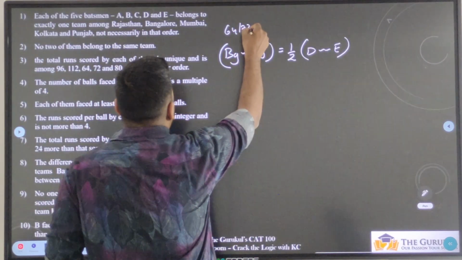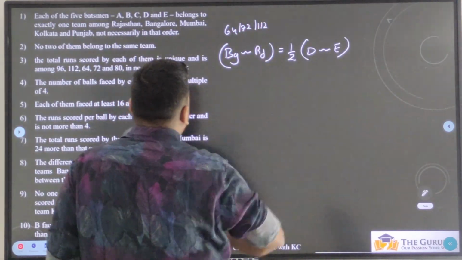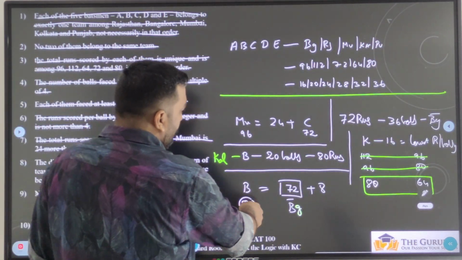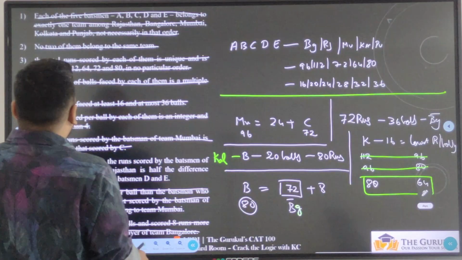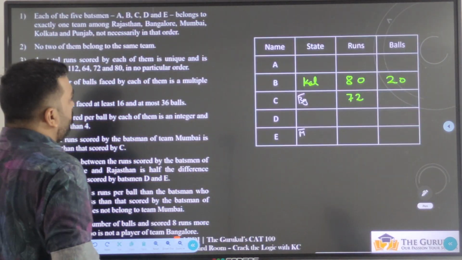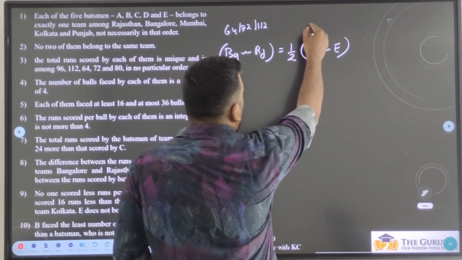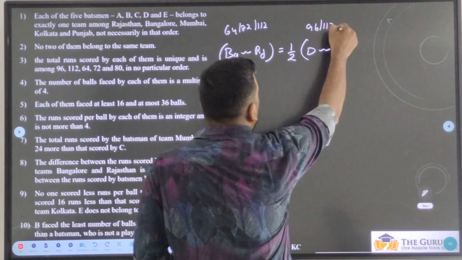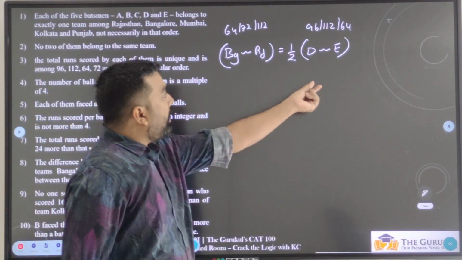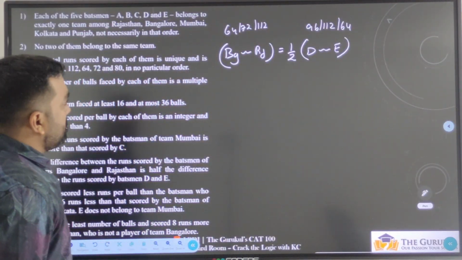64, 72 and 112. What can be the scores of D and E? B is anyway 80. C is anyway 72. If 80 and 72 are gone, 96, 112, 64. So this will be 96, 112 and 64. This difference equal to half of this difference. When can that be possible?